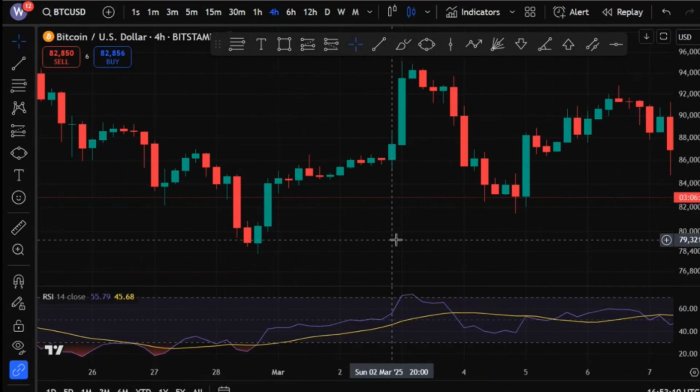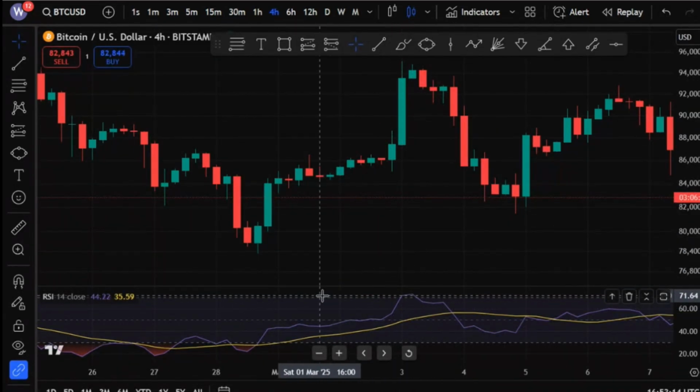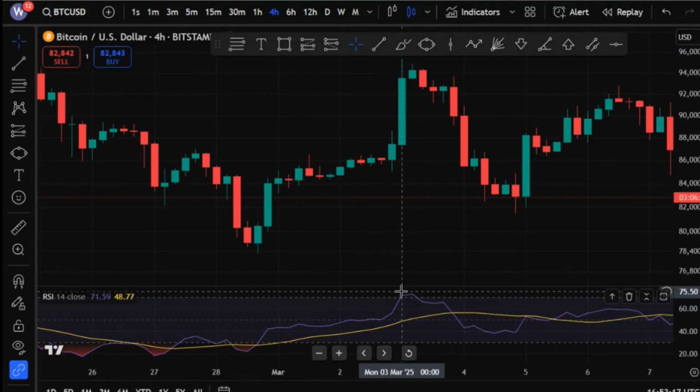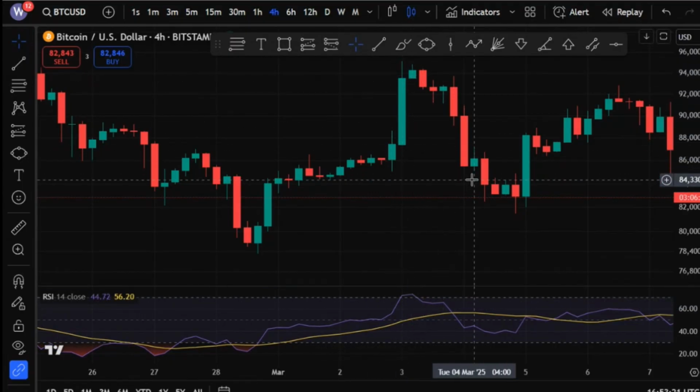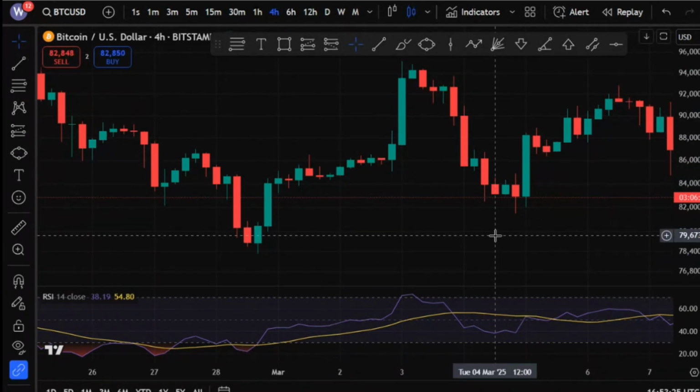And whenever this purple line goes above the 70th dotted line right here, it means the price will go down soon because it's already overbought. So this is the price where it will go down soon. This is how you look at your RSI indicator.